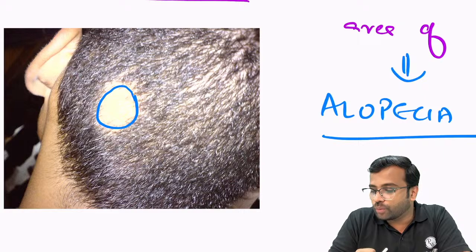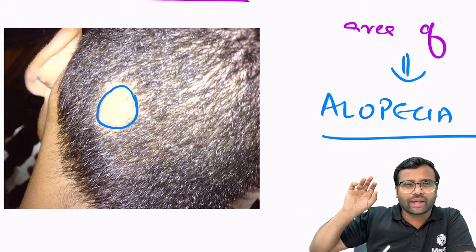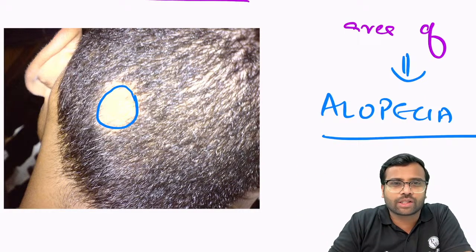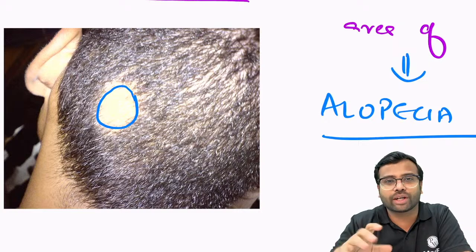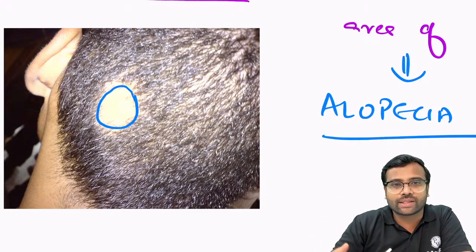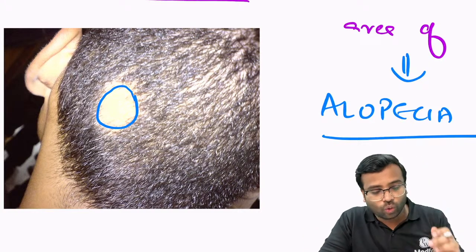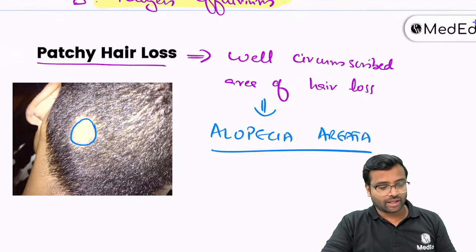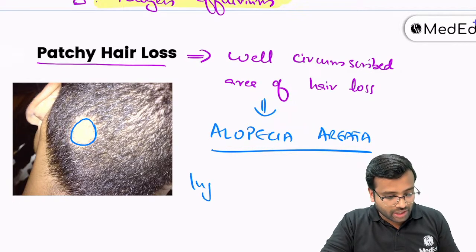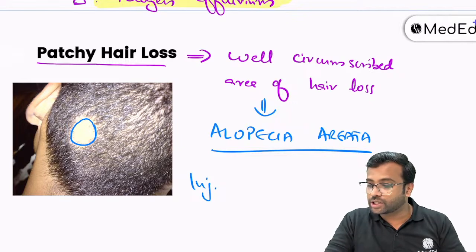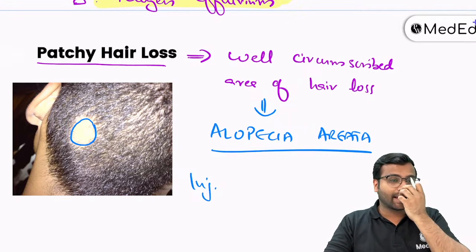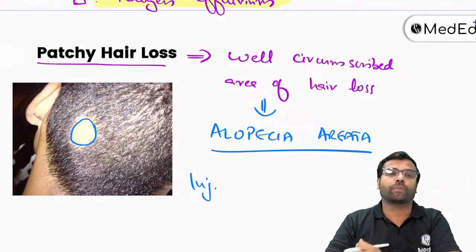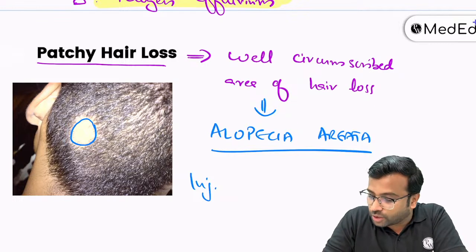Now I'm asking, can we prescribe any injection to this patient? Today we'll take one shot, after 10 days we'll take one more shot, and we'll see how the patient is responding. So what is the treatment that I'm asking you? Can you name one injection which can be given in this patient which can take care of this case of alopecia areata?